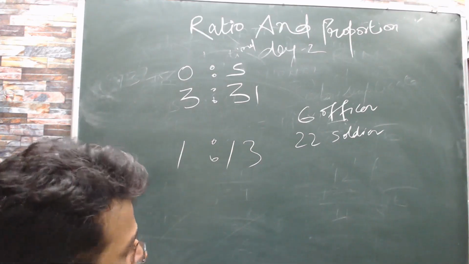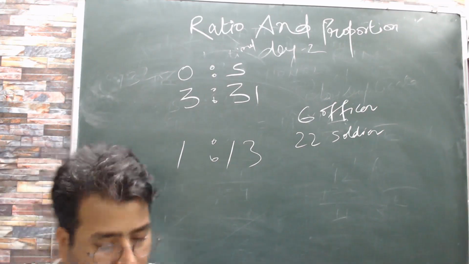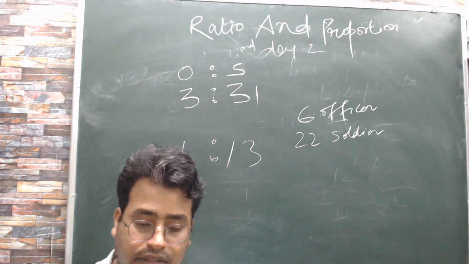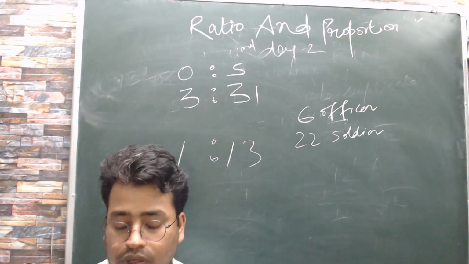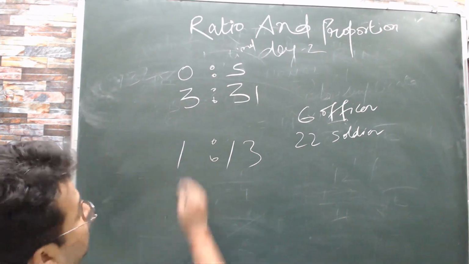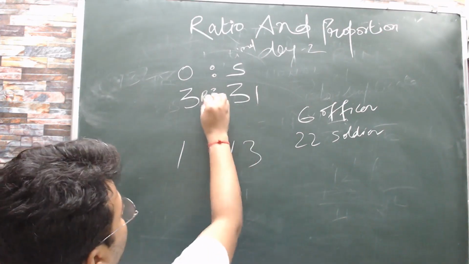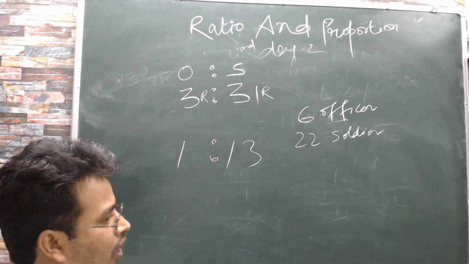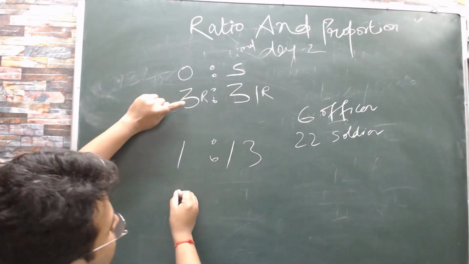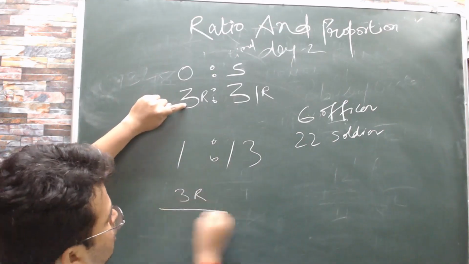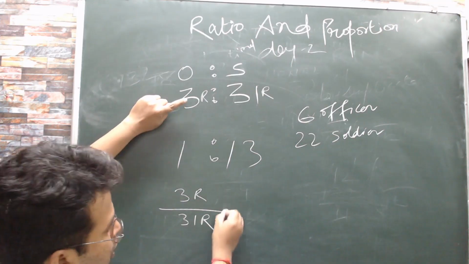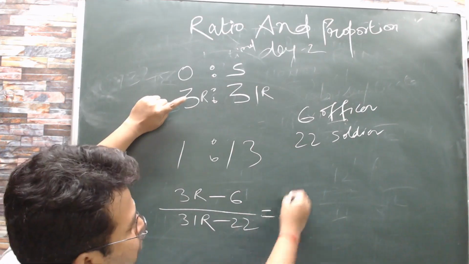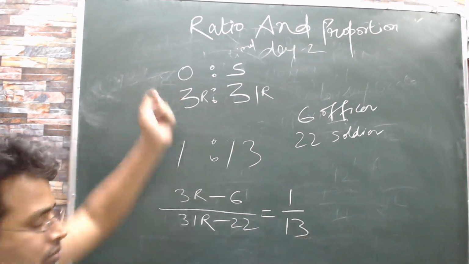See, last time in the first lecture, I told you, if you didn't watch that lecture, please watch the ratio day one. In the ratio, everywhere you have R and R, multiplied here. So 3R upon 31R is the initial ratio. 6 officers died and 22 soldiers died. After that, the ratio becomes this.